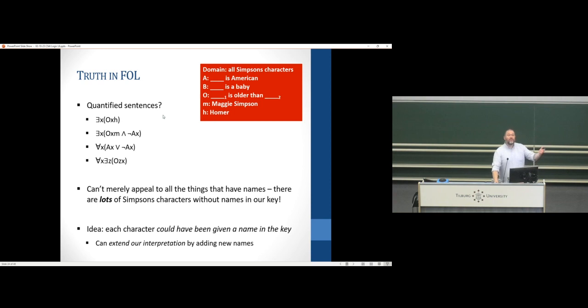Yeah, there's some Simpsons character older than Homer, right? There is some Simpsons character, there's something in the domain that stands in the O relation to H. Okay. Intuitively, is that true? We've got Grandpa Simpson. We've got Mr. Burns, who we'll come back to in a minute, right? We've got the Mole Man, who's also an old man, right? There's lots of characters who are older than Homer. Cool. So that one should come out true, right?